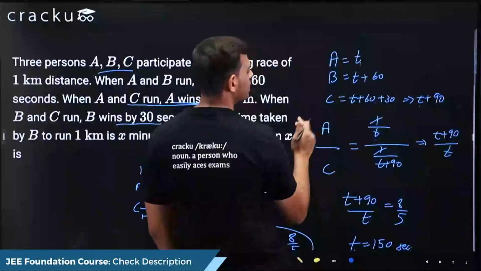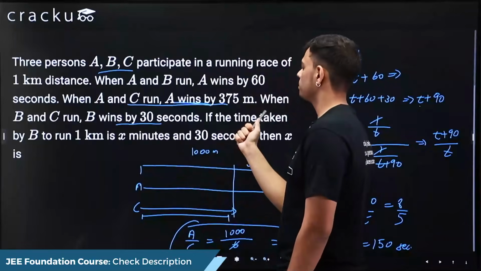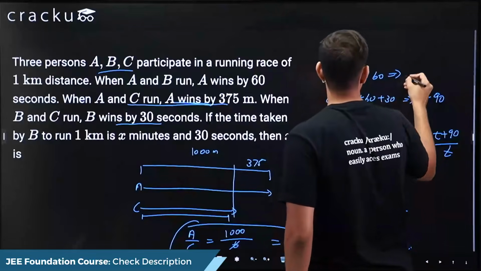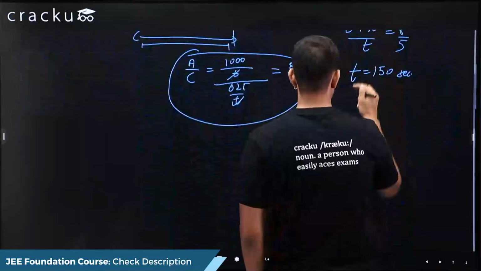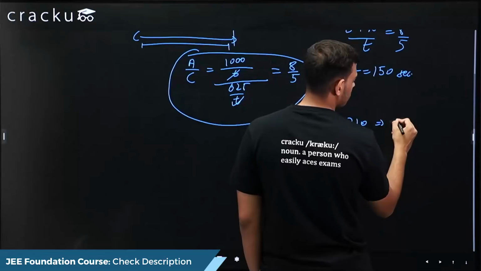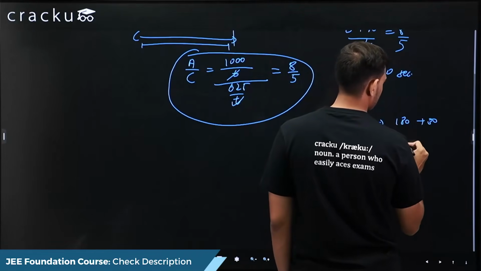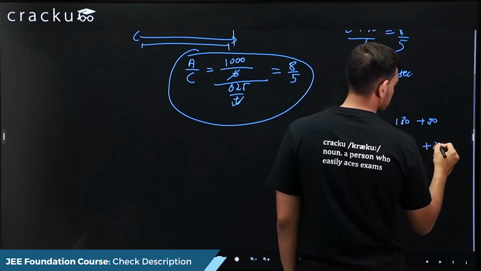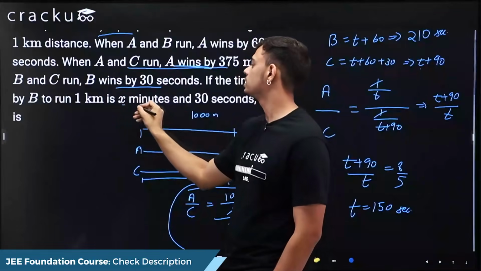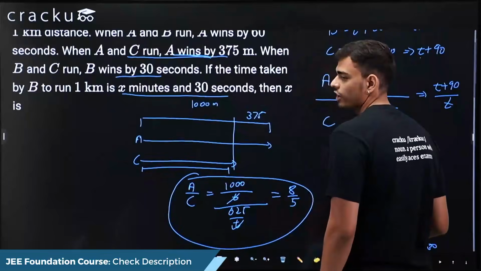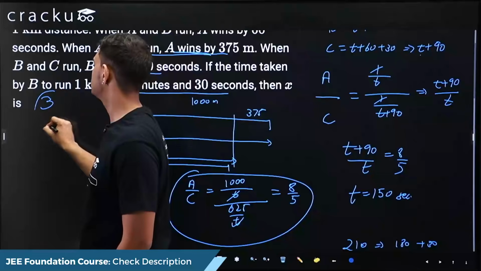Okay, if T is 150 seconds, we need to calculate the time taken by B to run 1 kilometer. 210 seconds, which can be written as 180 plus 30. 180 is how much? 3 minutes, plus 30 seconds. The question says that B takes X minutes and 30 seconds. So the value of X is 3 because B is taking 3 minutes and 30 seconds. Answer is 3.